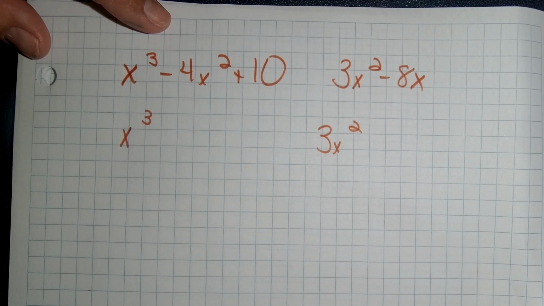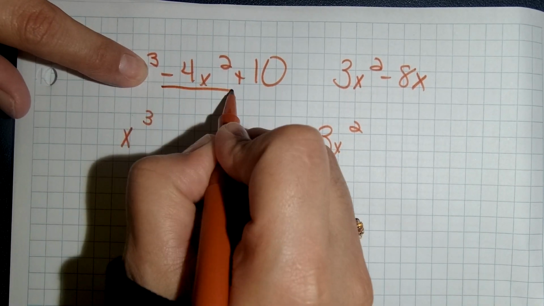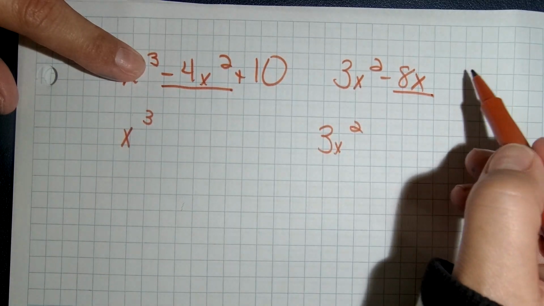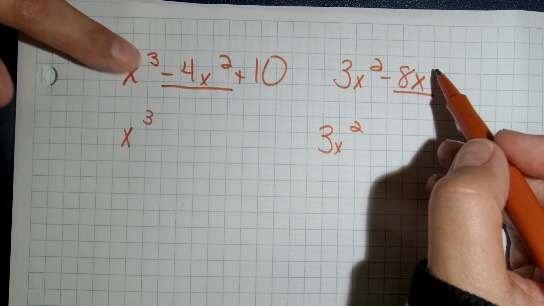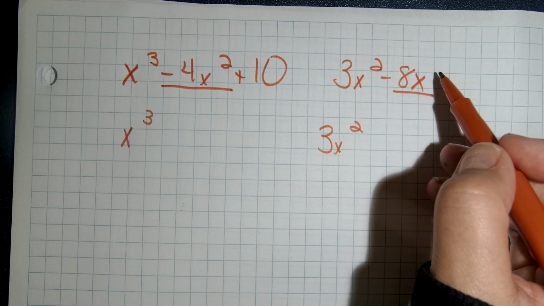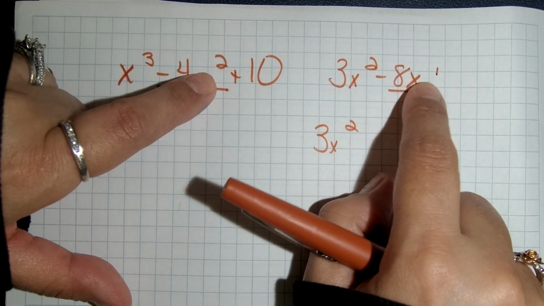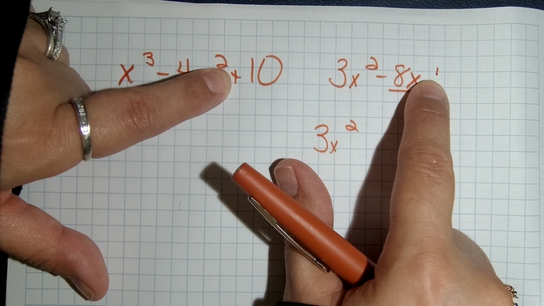Subtract 1. Okay? So using that, we have negative 4x squared, and it gives me 8x. We have 2. What's this exponent here? If there's no exponent, what's the understood exponent? 1. So, is this subtracting?